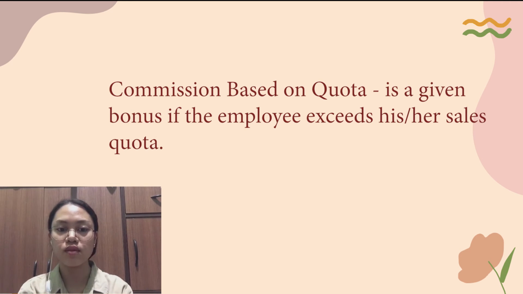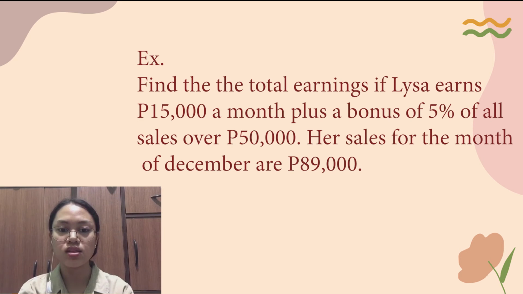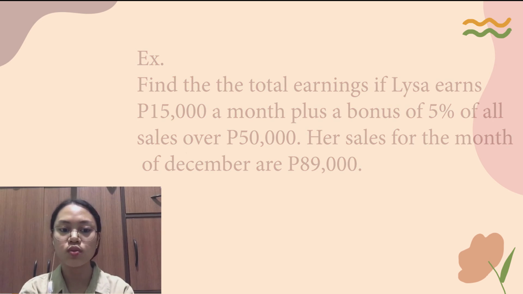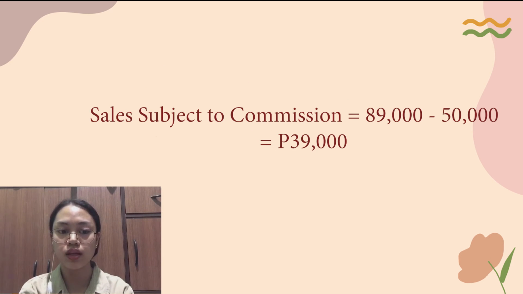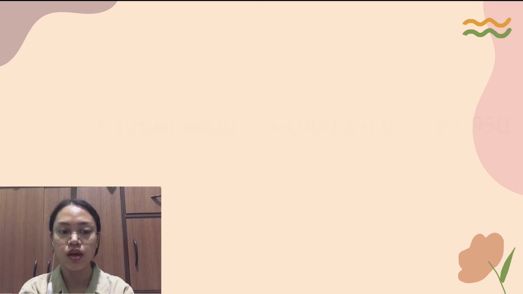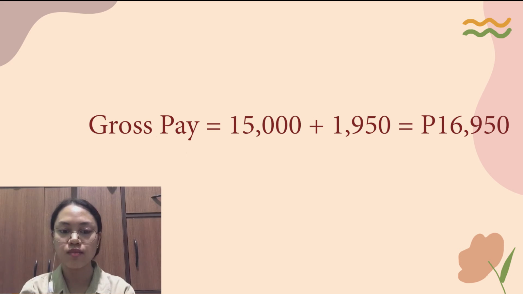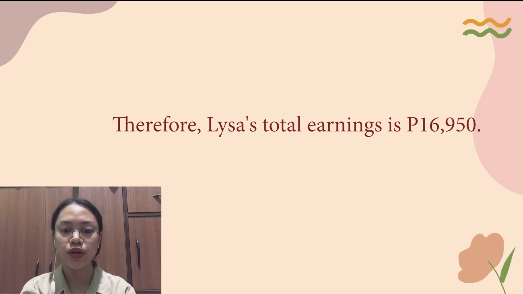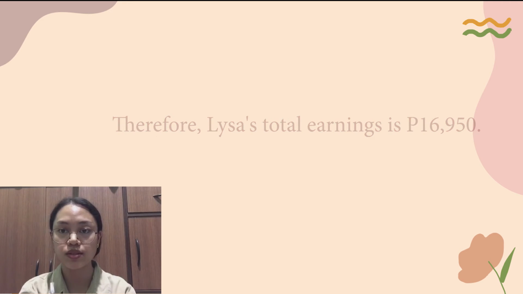Commission based on quota is a bonus given if the employee exceeds his or her sales quota. Example, find the total earnings if Lisa earns 15,000 a month plus a bonus of 5% of all sales over 50,000 pesos. Her sales for the month of December are 89,000 pesos. The first thing to do is subtract 50,000 from 89,000 to get the sales subject to commission. Then we'll multiply 39,000 by 5% to get the 1,950 commission. A salary of 15,000 plus 1,950 commission is equal to 16,950 pesos. Therefore, Lisa's total earnings is 16,950 pesos.